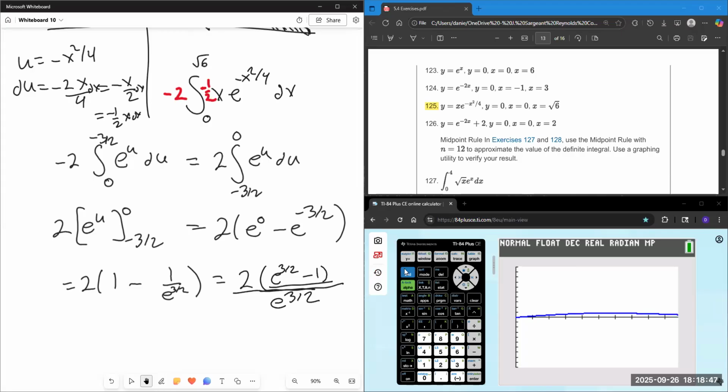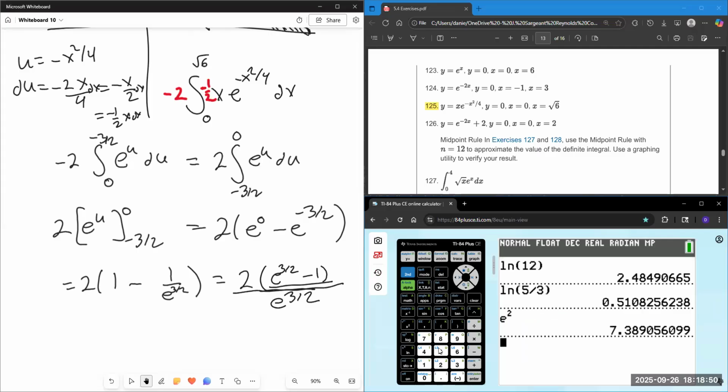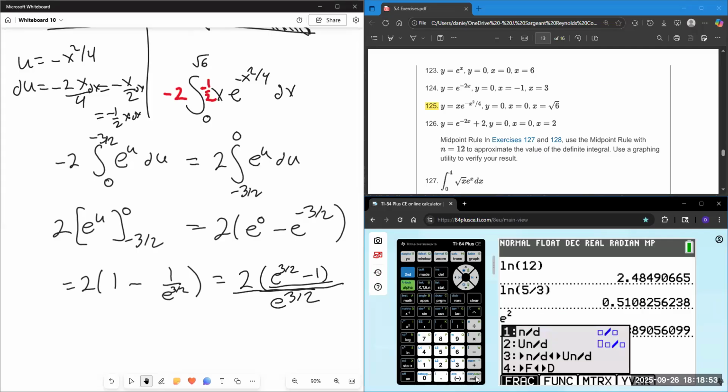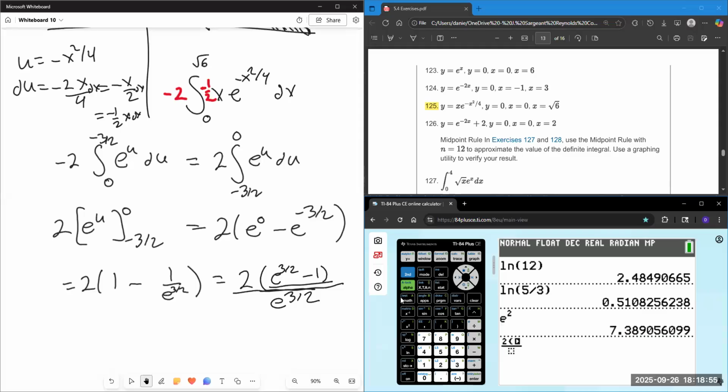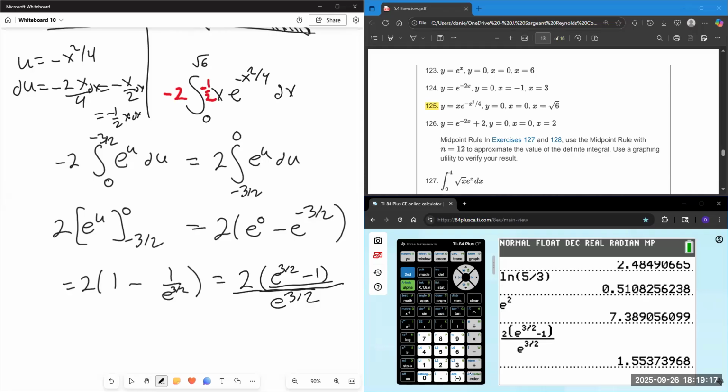And let's evaluate that to get the approximate area. So y equals n over d, 2 times e to the 3/2 minus 1 for my numerator, and e to the 3/2 for my denominator gives me approximately 1.554 for my area of the region.